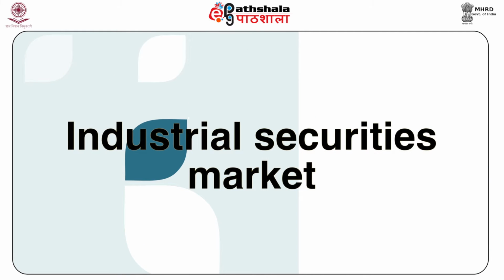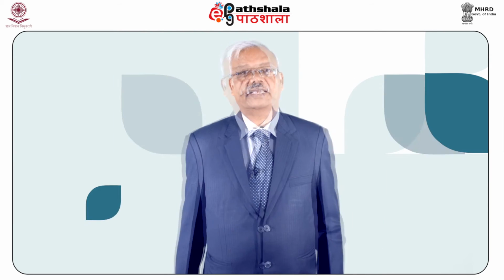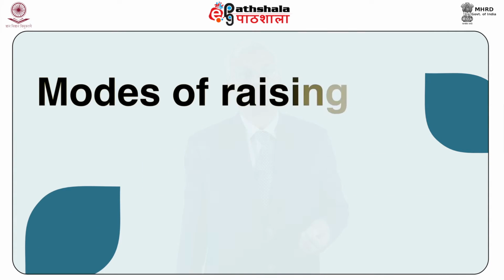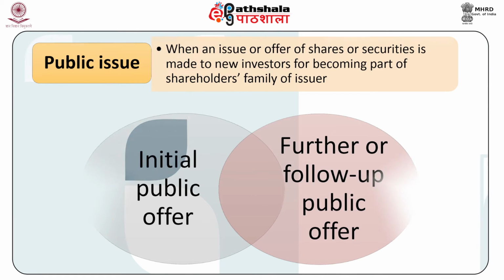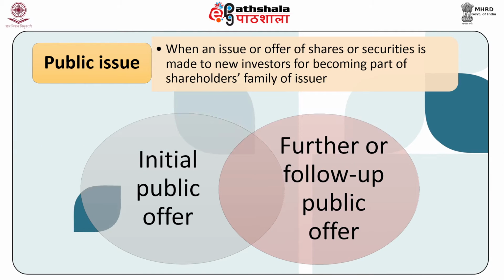Number 2, the industrial securities market. The industrial market offers an ideal market for corporate securities such as bonds and equities. The industrial securities market is of two types: one is the primary market, and the second is the secondary market. Modes of raising funds in the primary capital market. The various modes of raising funds can be majorly divided into the following ways.